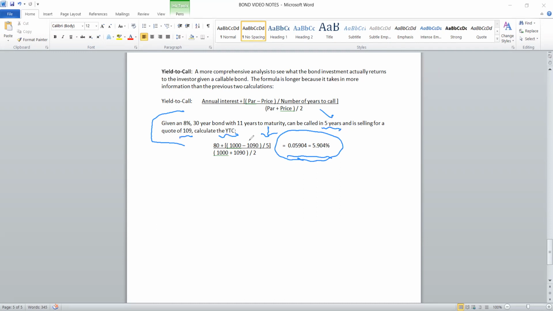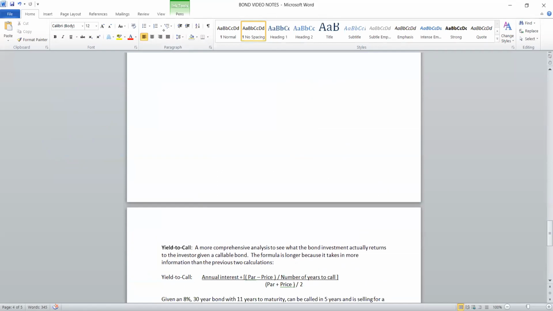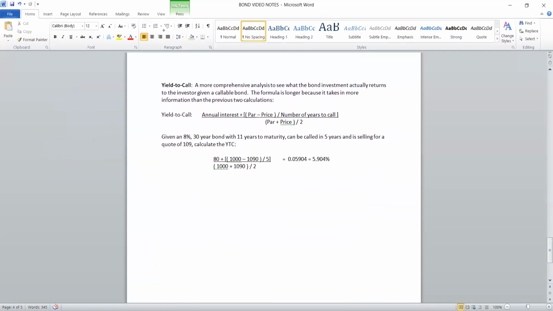Let's go back to where we were starting. The coupon rate is 8. The current yield is 7.55. The yield to maturity was, let's see, let's go back to it. The yield to maturity was 6.87. It's getting worse and worse, but you would need to know that. And the yield to call is 5.9. So, you know, if this thing is called away, meaning the company would pay it off more quickly, we would have a 5.9% yield to call.